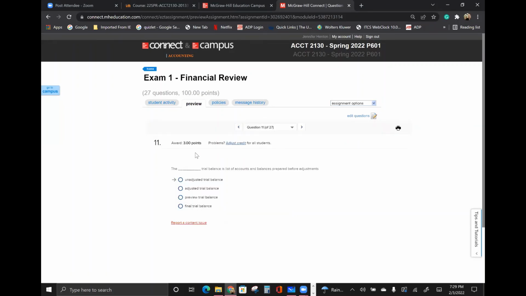Okay, so this one says the blank trial balance is a list of accounts and balances prepared before adjustments. So remember, we had that chart. If we haven't made the adjustments yet, simple, unadjusted, right? And then we have our adjustments, and then we have our adjusted trial balance. So if the question was, if it was after, it would be adjusted trial balance. So you see, they're not too bad.